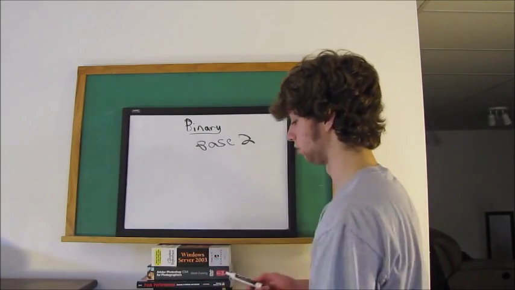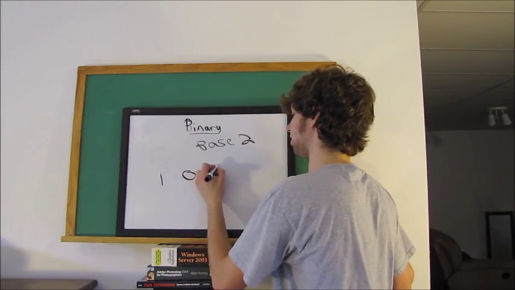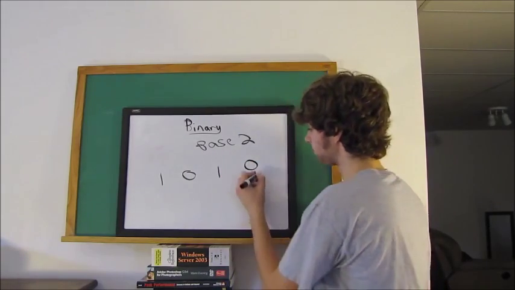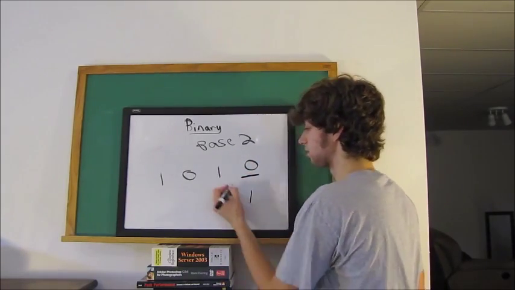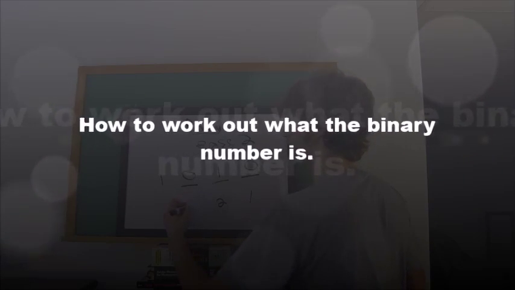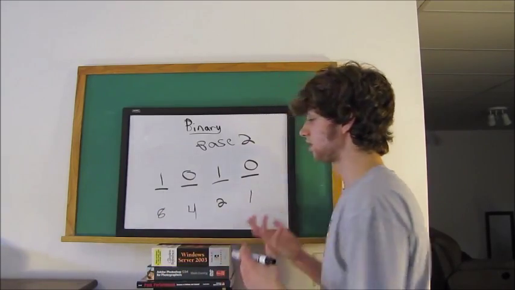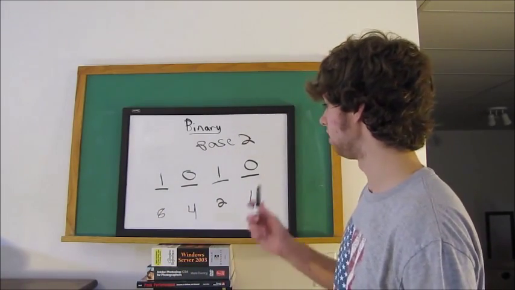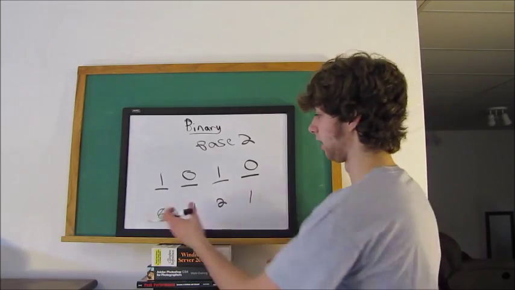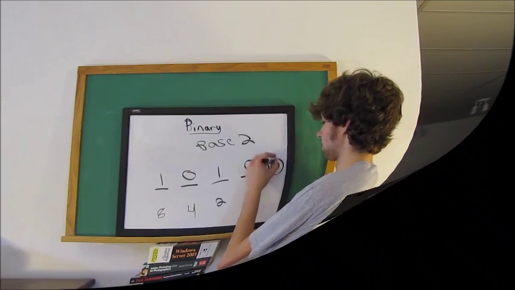So let me make that a little clearer because that was kind of smashed up. So if we have 1, 0, 1, 0. Well, this is the 1's place. This is the 2's place. 4, 8. So what number is this? Well, we have 2 and we have 8. So the answer is 10.